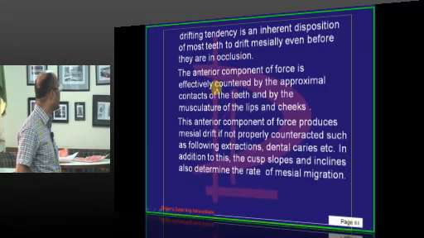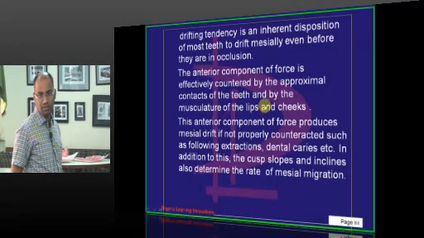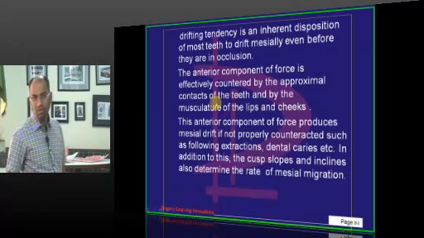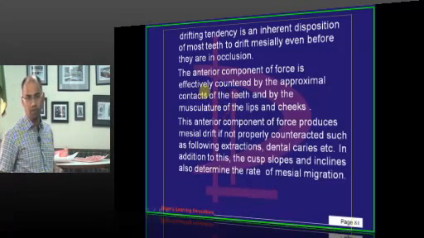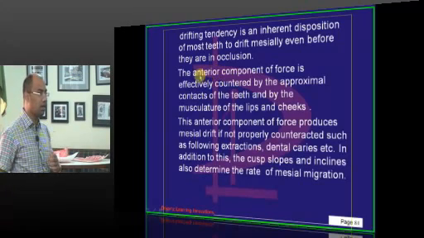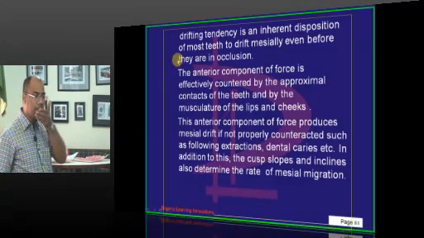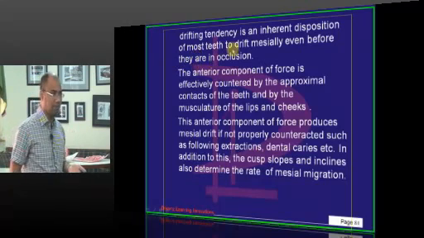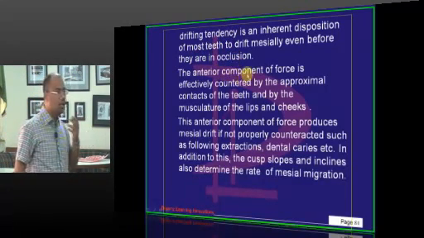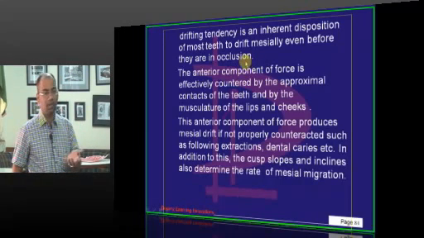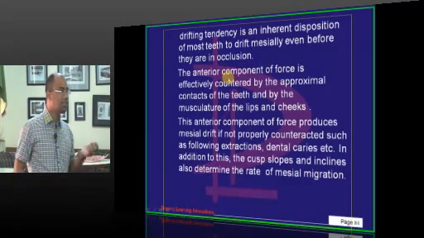So the anterior component of force is effectively countered by the contacts and the musculature of lips and cheek. Why are the teeth not coming forward? If there is some component of force, with age the teeth have to come forward, isn't it? But still they are not. The reason being, the lips and the cheek will try to hold them, isn't it? And in addition to that, you have a periodontium. The periodontium will hold the teeth, they will stabilize.